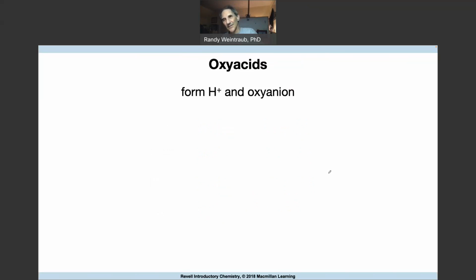Oxyacids are compounds that dissociate to form hydrogen ions and an oxyanion. And there are rules for these. Rule 1: the anion ends in ate, and the suffix of the acid is ic. For example, NO3 is called nitrate. The corresponding acid is nitric acid.